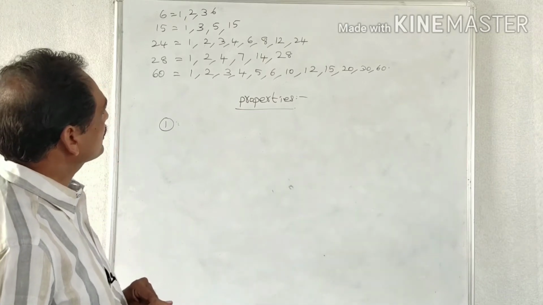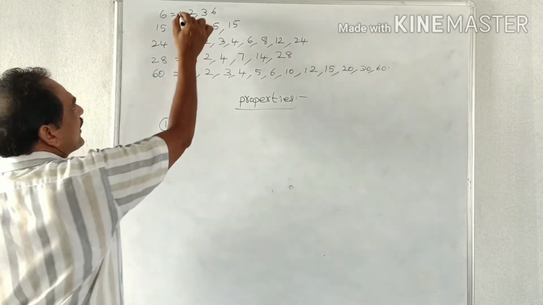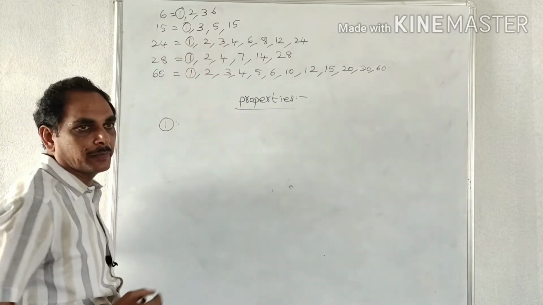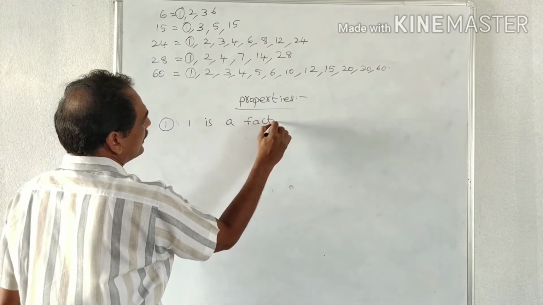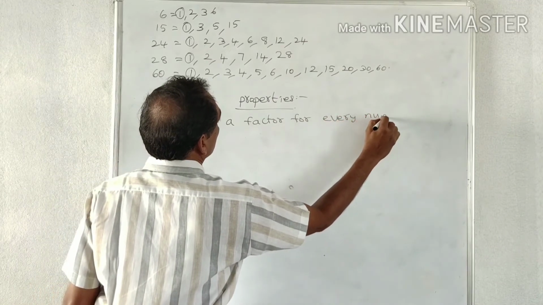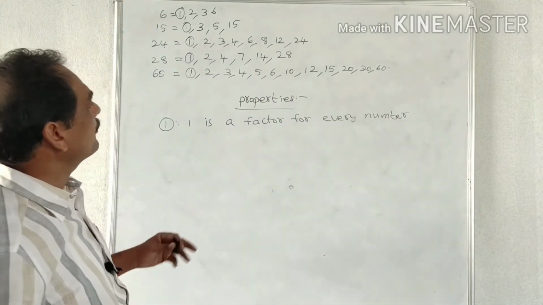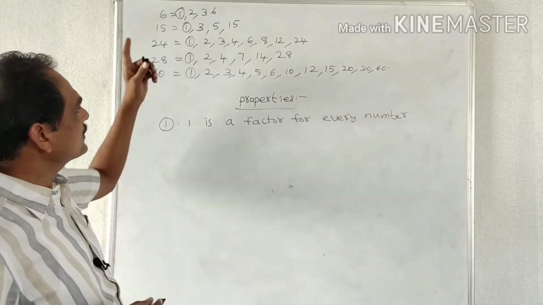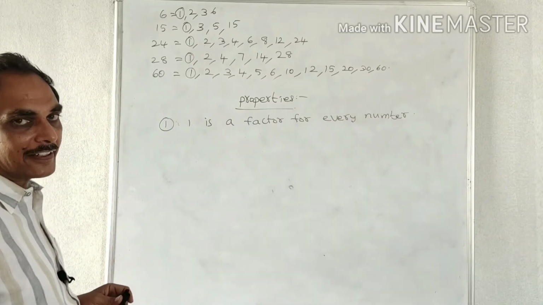First property is, by observing all the factors of the number, we can say that 1 is a factor for every number. So we write, 1 is a factor for every number. By observing the factors of the above numbers, we can easily find that in all, 1 is the common factor. So 1 is a factor for every number, and every number is a factor to itself.